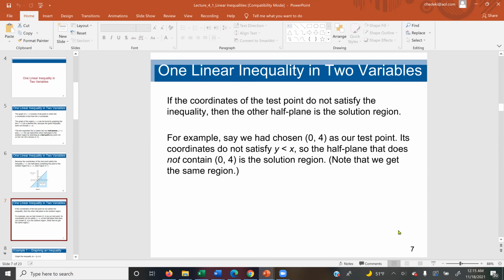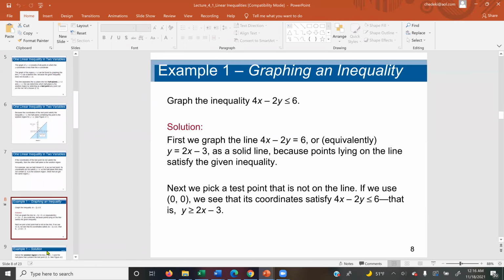So as we can see, I have an inequality. First thing, we know the condition is given. When I say condition, for example, we graph the inequality 4x minus 2y is less than or equal to 6. Less than or equal to 6 is our condition. So the first thing we do is check the condition, then we plot the graph of 4x minus 2y equals 6. When we finish, take any point.